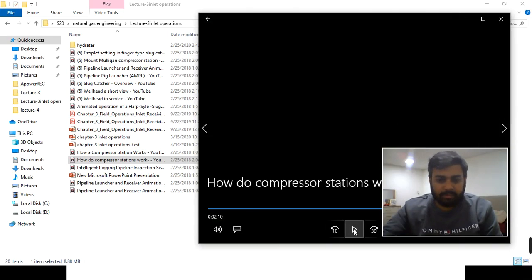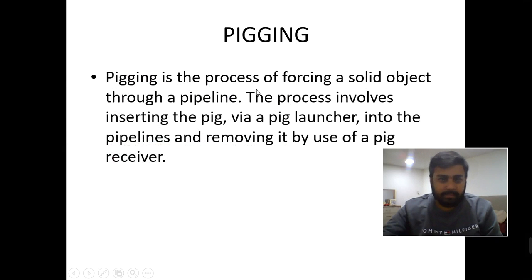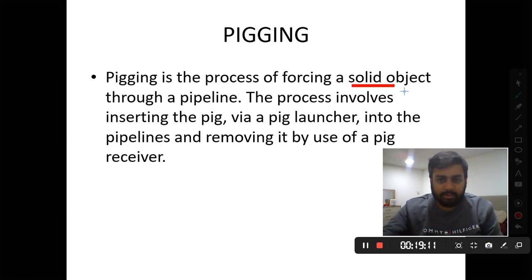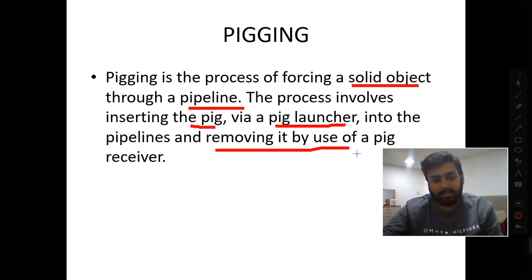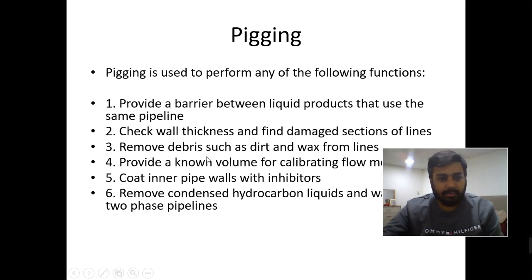So this was the compressor operations that we talked about, and now we will go ahead and look at what pigging is. Pigging is the process of forcing a solid object through the pipeline. It's like a rubber pig which goes through the pipe, and the purpose is to clean the pipe from inside. We put it inside the pipe using the pig launcher, and we remove any debris, wax, or any material inside the pipe to clean it. Let me show you how it looks.